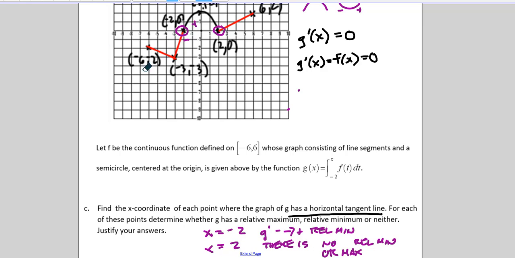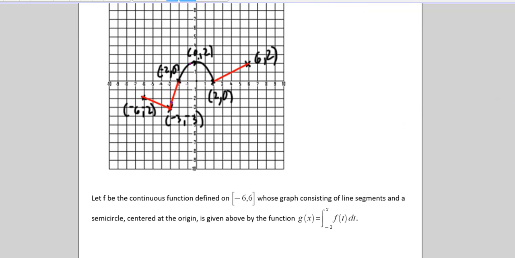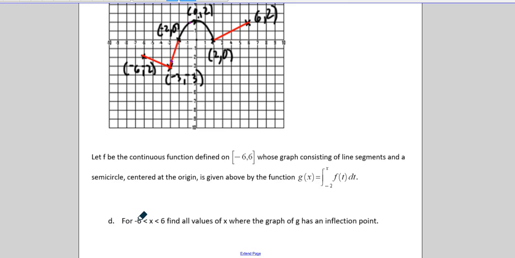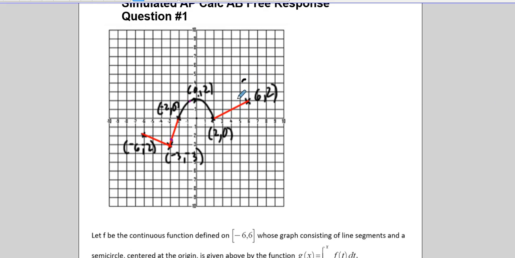All right, let's move on. The last part of this question asks, on the open interval from -6 to 6, find all values where the graph of g has an inflection point. So you find an inflection point from the second derivative, g double prime. Well, what is g double prime? Remember again, this is the graph of f. We found that g prime of x was equal to f of x earlier. We also found that g double prime of x, therefore, has to be f prime of x. And what is f prime of x? Well, that's the slope of the tangent line to f.